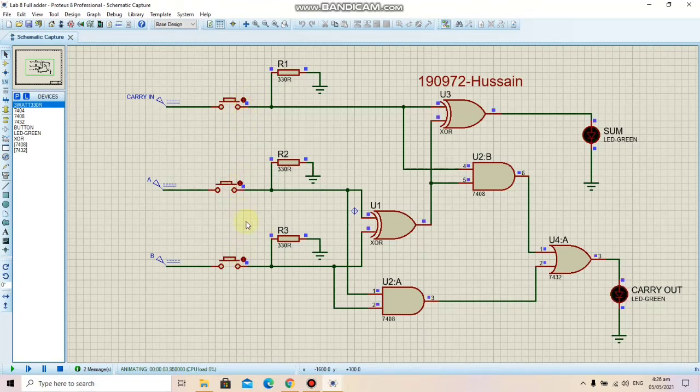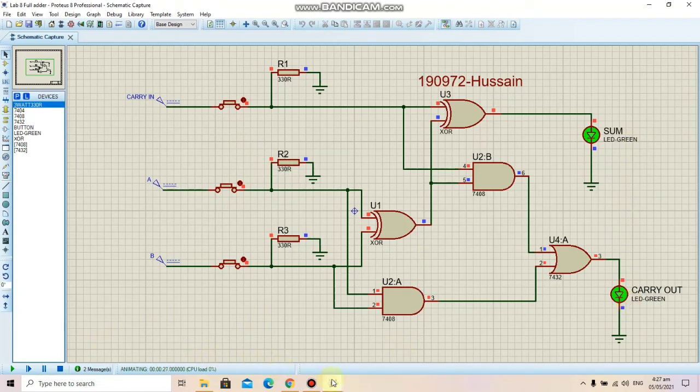So at 0 0 0 we can see the output is 0. If I give any one input 1, we can see the sum is only 1. Then let's make 2 inputs 1, we can see that the output is 0 1, which is equal to 2. Let me switch between any. Again we can see the output is 2, and again the output is 2. Now when all the 3 inputs are 1, we can see the output is 3.